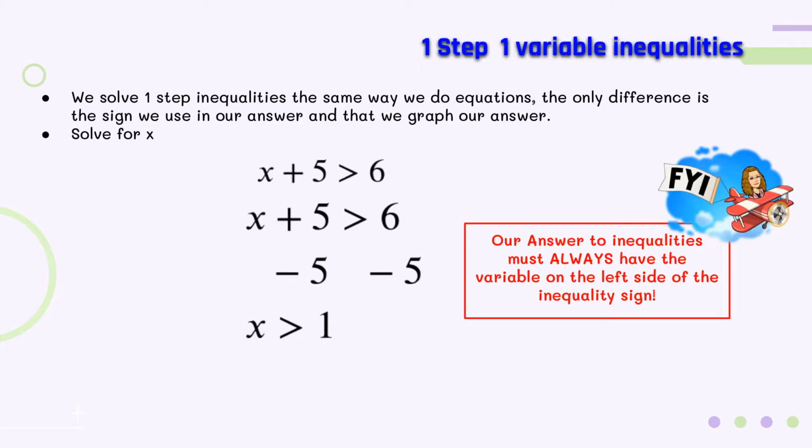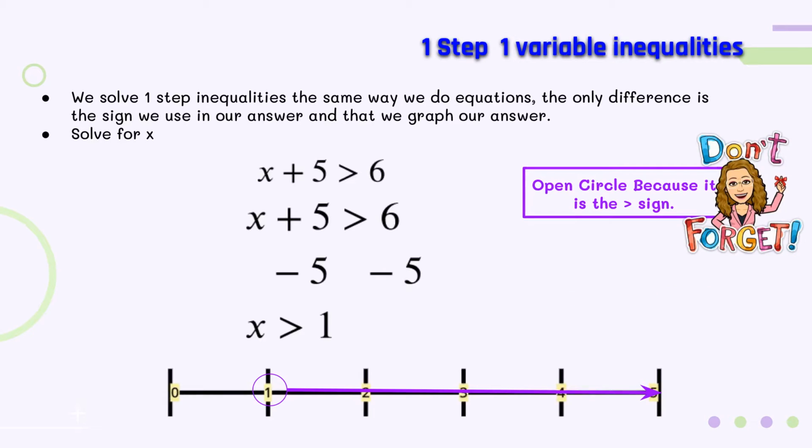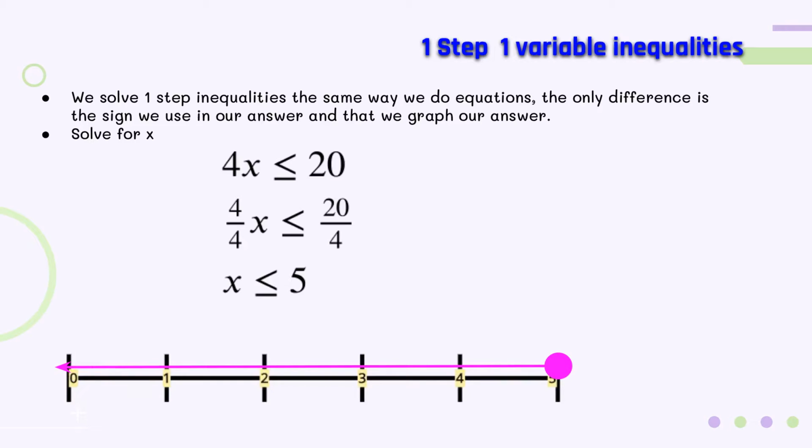So we solve one-step inequalities the same way we do equations. The only difference is the sign we use in our answer and that we graph our answer. So solve for x. Here, I have x plus 5 is greater than 6. So I'm going to subtract 5 from both sides. And then I get x is greater than 1. And we need to graph the solution as well. So we have the open circle, because it's the greater than sign. So open circle at 1, and then since it's greater, it's going to be all values that are bigger than 1 as our answer.